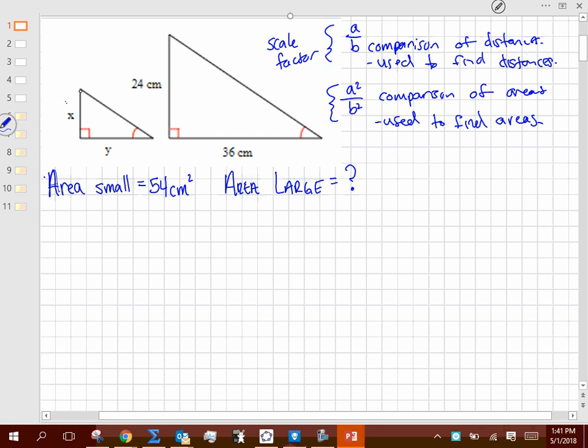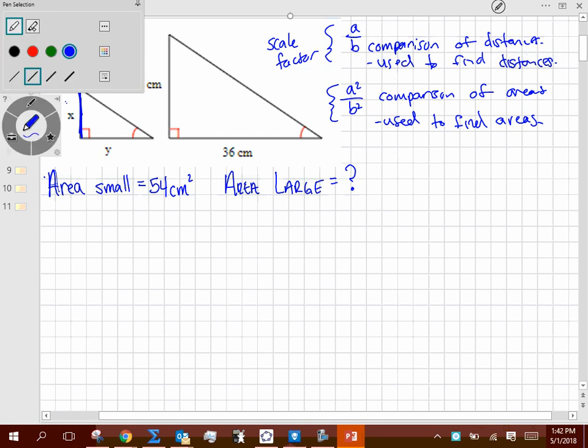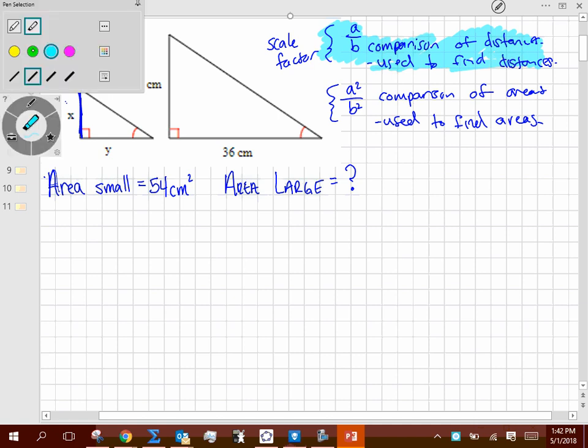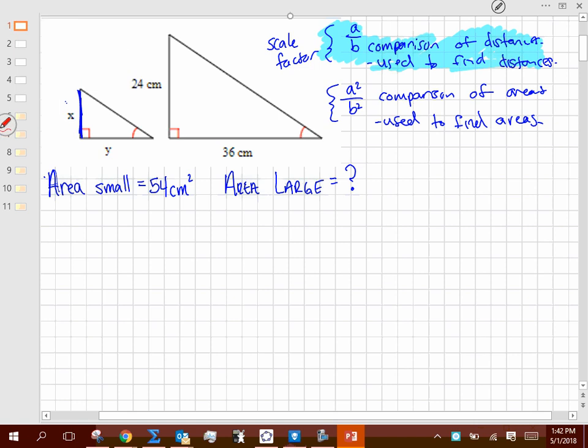Now, X represents a what? Is it an area or is it a distance? It's a distance. So if it's a distance, this is the ratio that I'm going to use to find X and Y, because they're both distances. Does that make sense? Perimeters have the sum of all your distances. So we're going to use A over B. But A over B is the scale factor from the smaller figure to the larger figure.